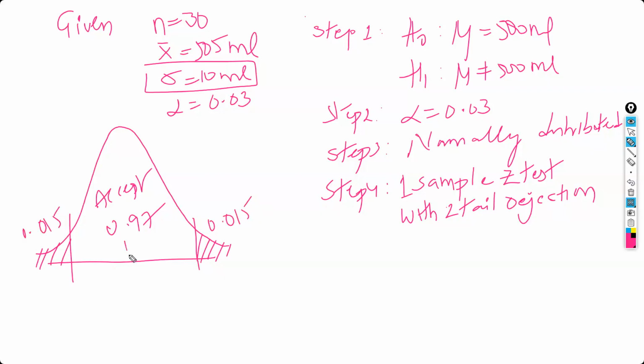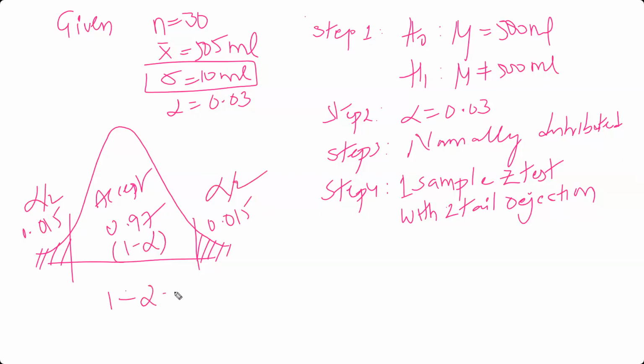This is 1 minus alpha value. This is alpha by 2. This is alpha by 2. If you add 1 minus alpha plus alpha by 2 plus alpha by 2, that is 1 minus alpha plus alpha, alpha cancels and it is 1. The total area is going to be 1. So this is the reason why we have to do alpha by 2. Is the point clear?